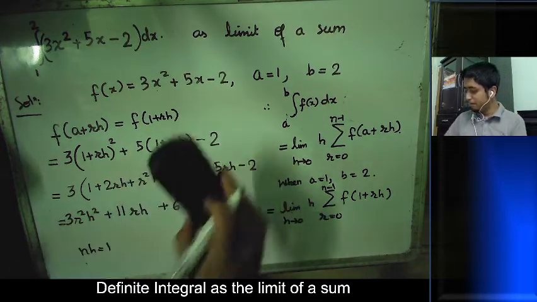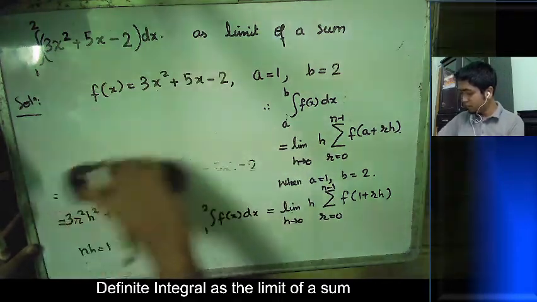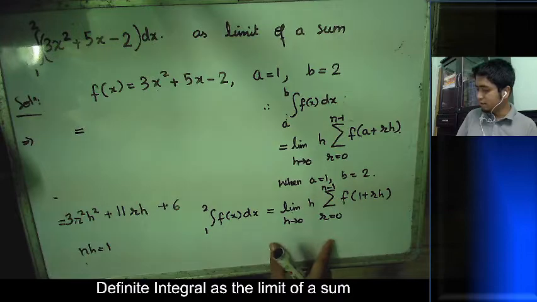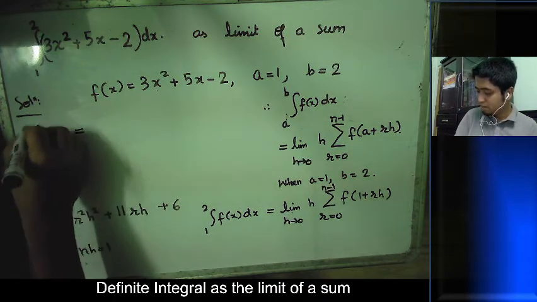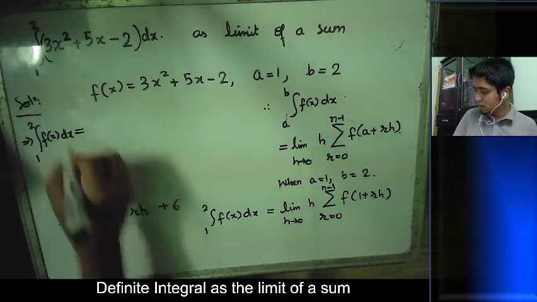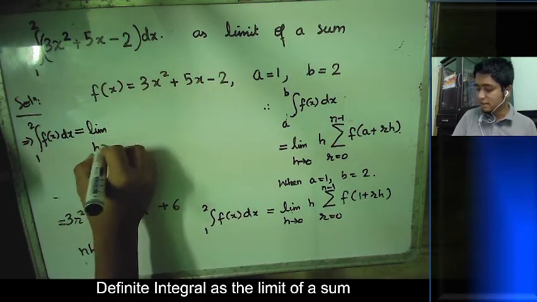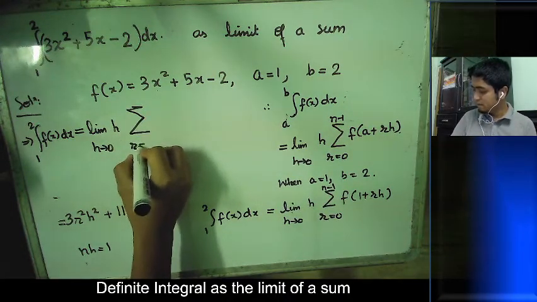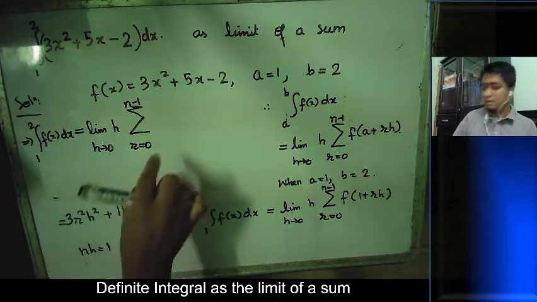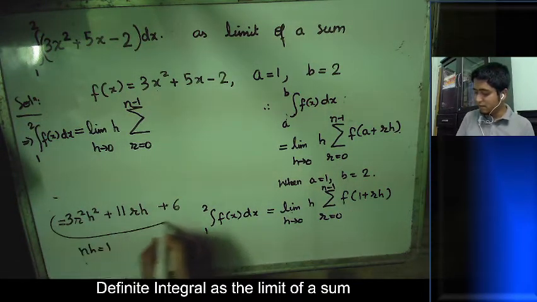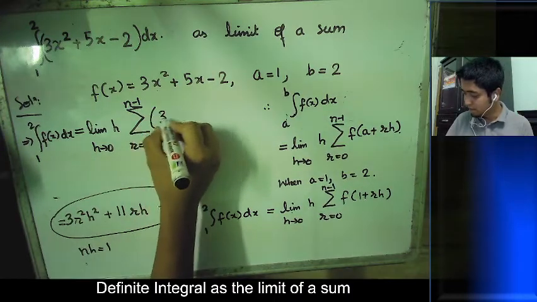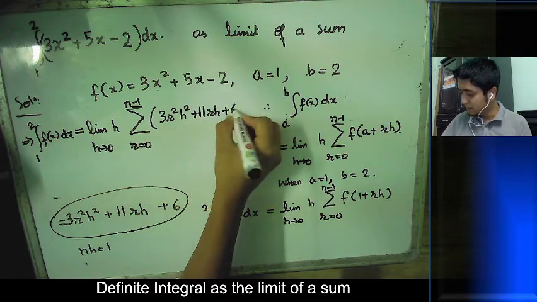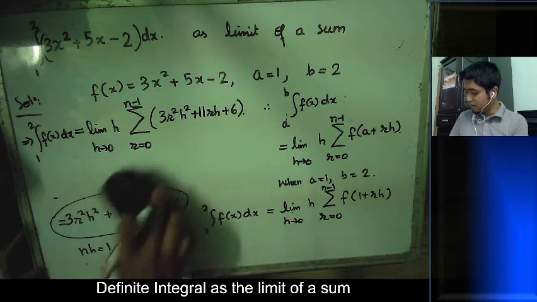So what can we do now? Okay, I don't need this line anymore. I'll continue from here to over here. Limit h tends to 0 stays as it is. h stays as it is. The summation stays as it is. And f(1 plus rh) is this value that we have calculated. So it will be 3r squared h squared plus 11rh plus 6. Okay, so this is what we have got.